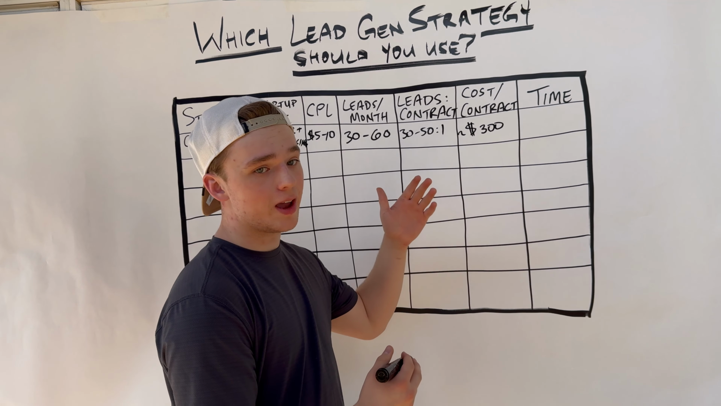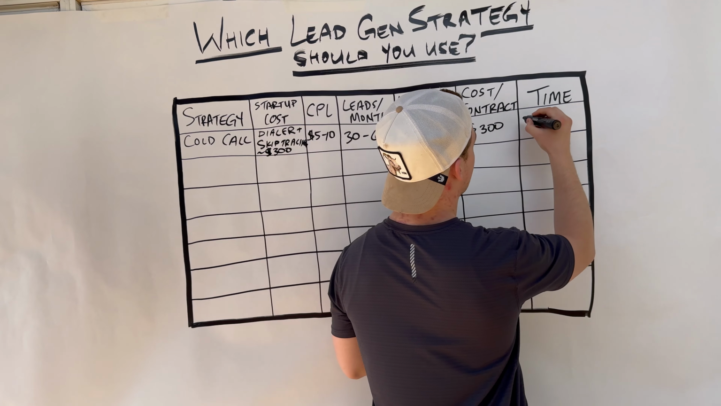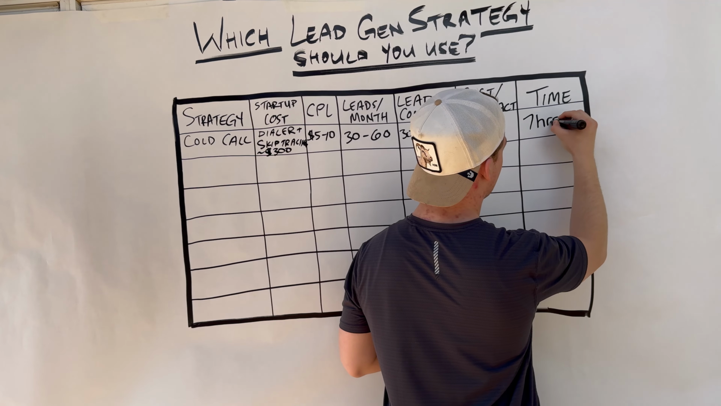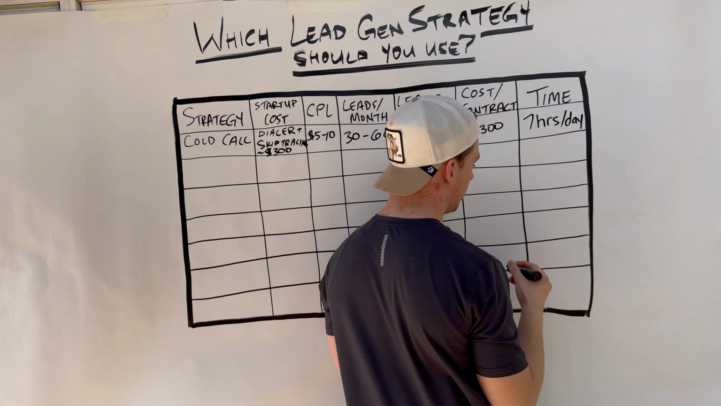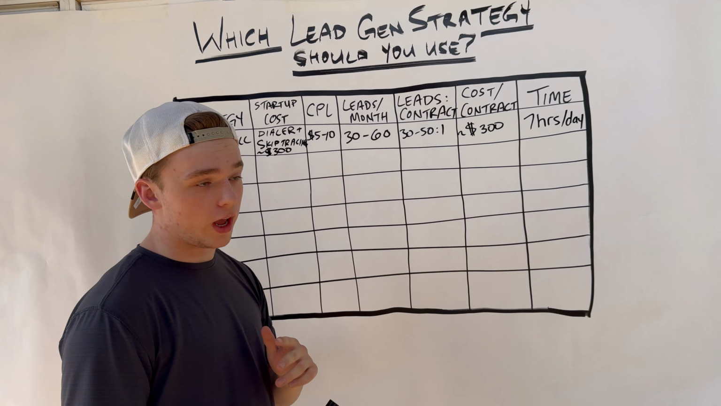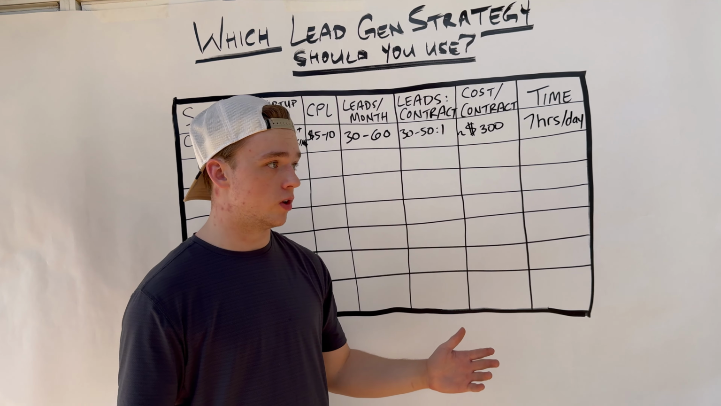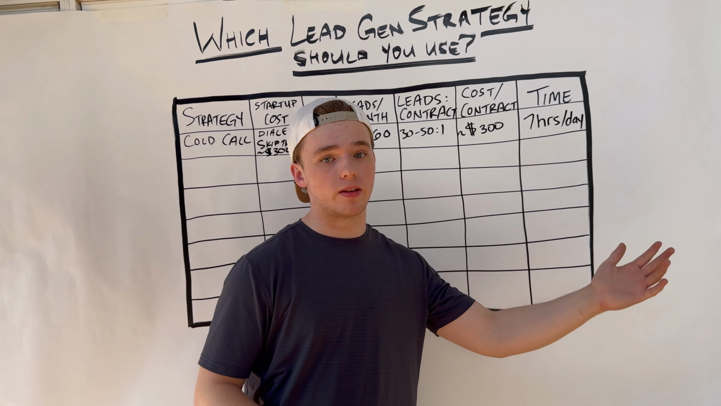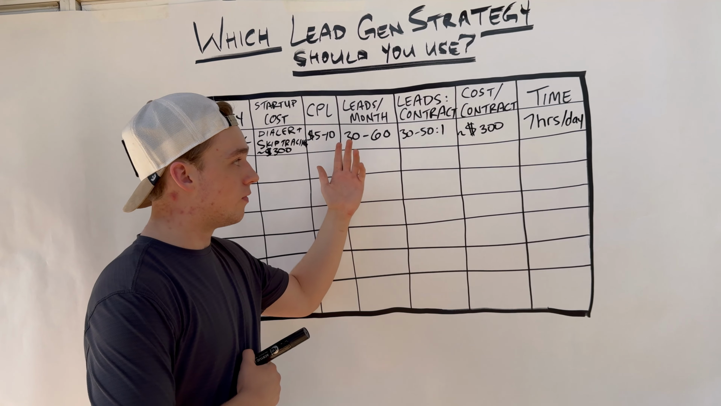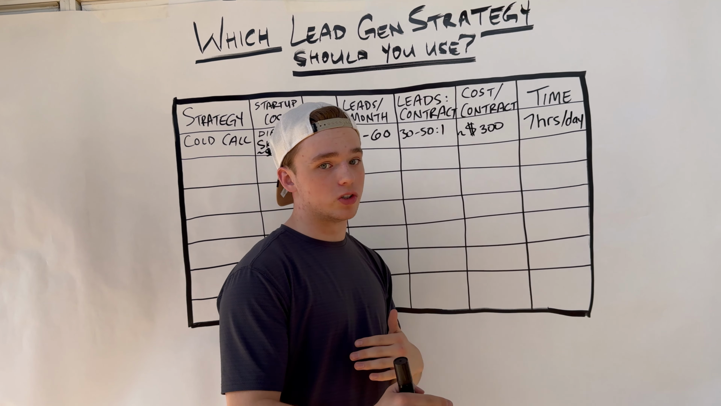As far as the time that it takes to get all of these leads, typically you're going to be working about 7 hours a day to get 1 to 2 leads per day, 30 to 60 leads per month. So it's like a whole work schedule. So if people have outside jobs and then they come home and they start cold calling, if they don't get a contract within that first month, it's probably just because they're not putting in the hours that they need to per day.